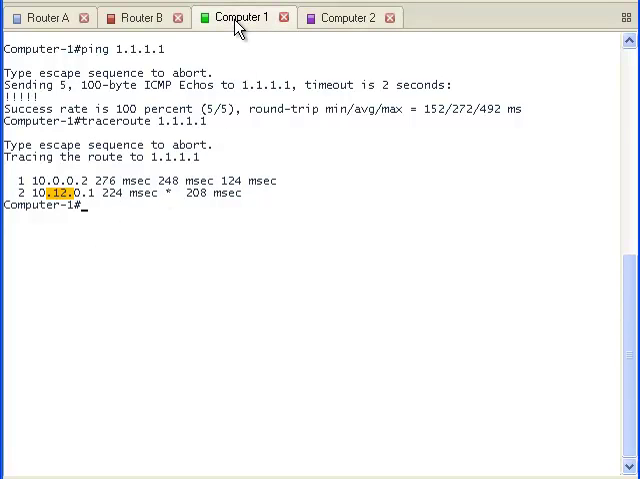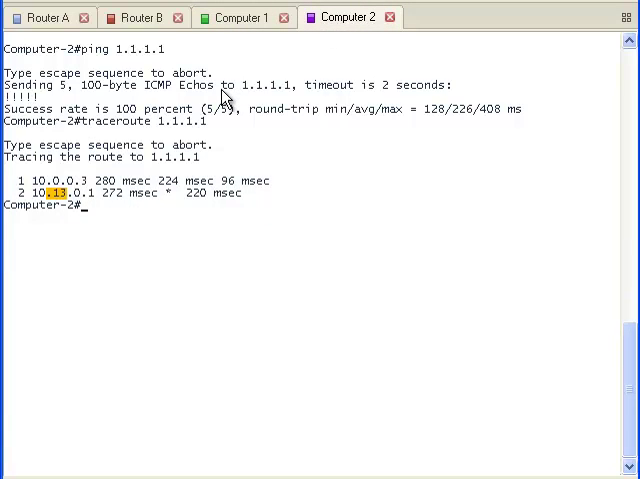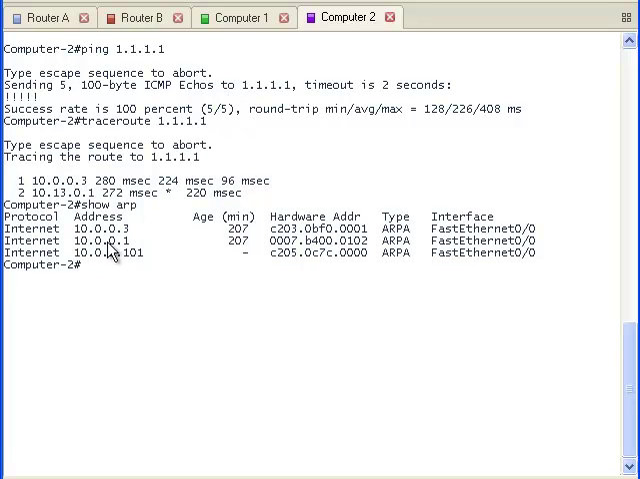Let's go back to computer 1 and run a show ARP command. We can see that the default gateway of 10.0.0.1 has the MAC address of router A. But when we do the same thing on computer 2, it shows that the default gateway of 10.0.0.1 has the MAC address of router B.